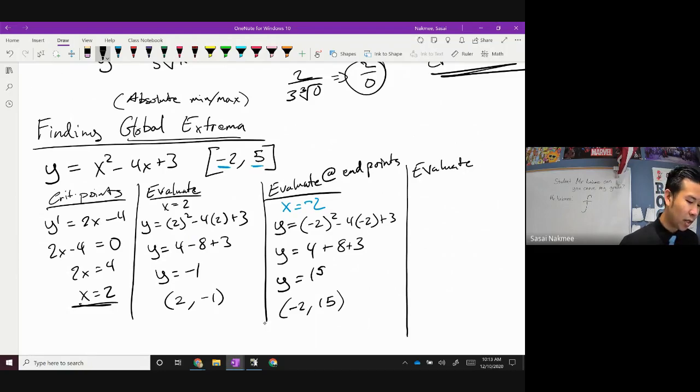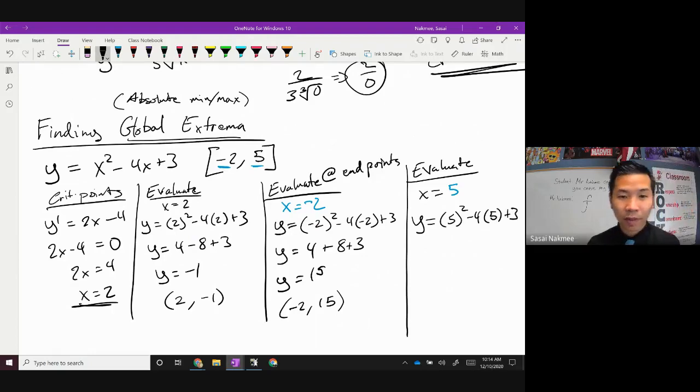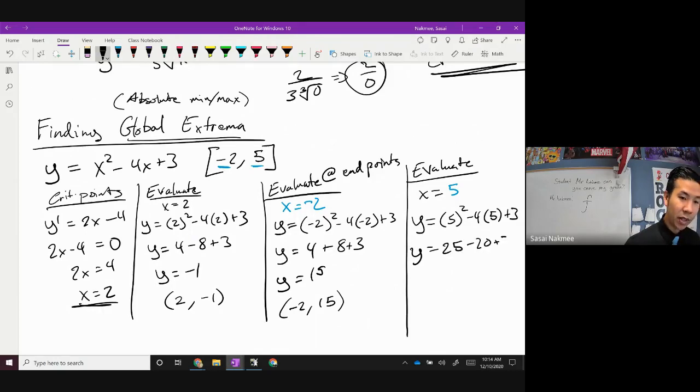So the last endpoint we're going to test is x equaling 5. Again, we just plug it in and see what we get. y is equal to 5 squared minus 4 times 5 plus 3. y is equal to 25 minus 20 plus 3. I end up with y equaling 8. So the input value of 5, which is at the endpoint, gives me an output value of 8.